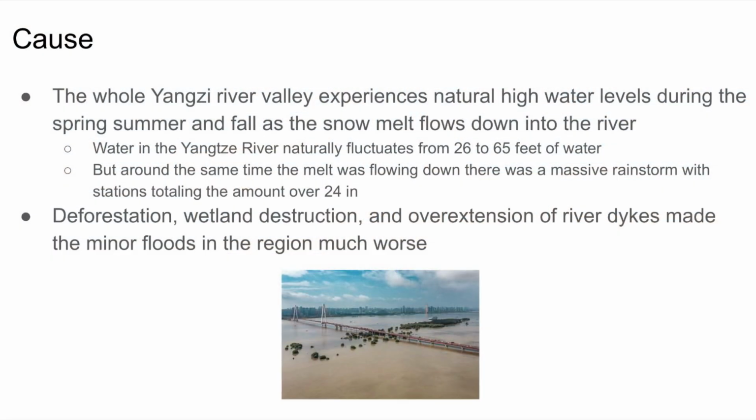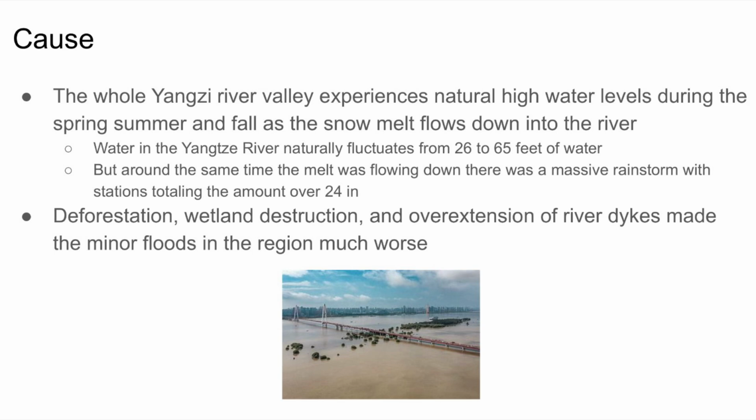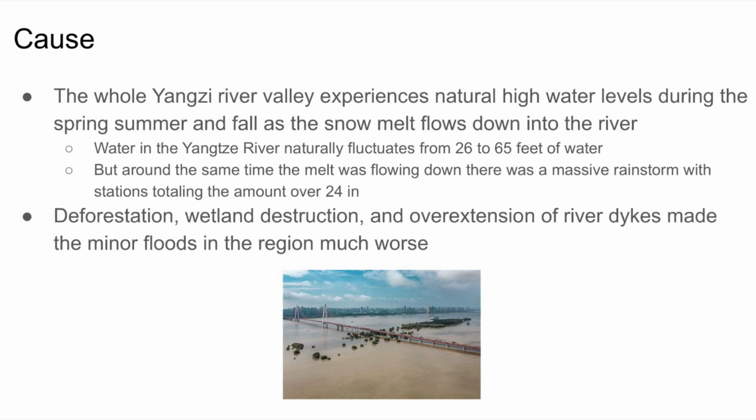The first important thing to consider when talking about this flood is the causes. Firstly, the whole Yangtze River Valley experiences natural high water levels during the spring, summer, and fall as the snow melts and flows down into the river. This, coupled with a massive rainstorm and widespread deforestation, wetland destruction, and overextension of river dikes, create a breeding ground for things to go wrong.